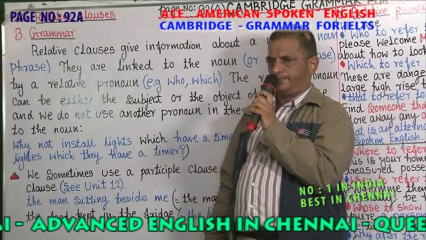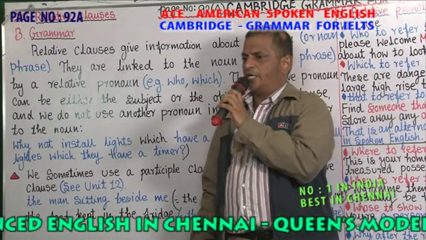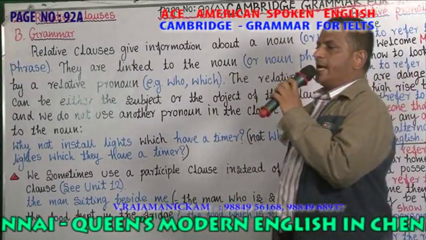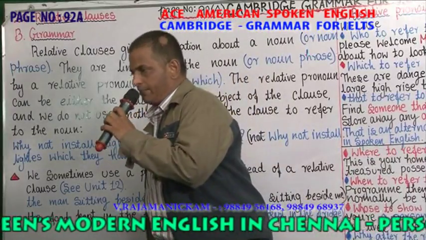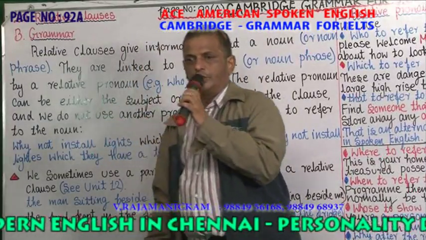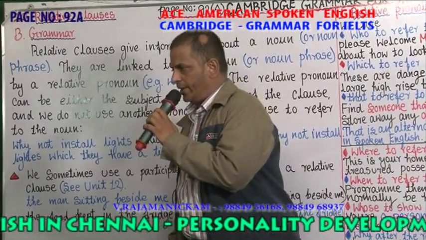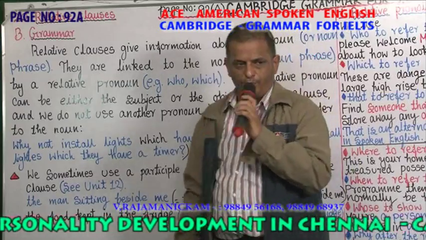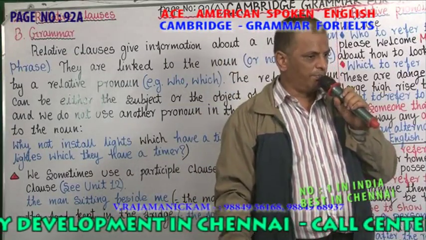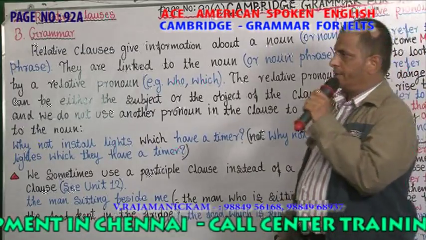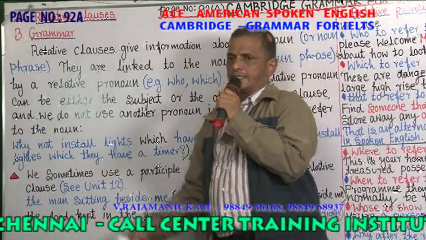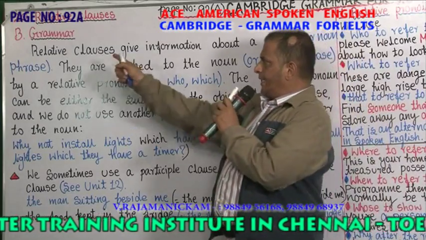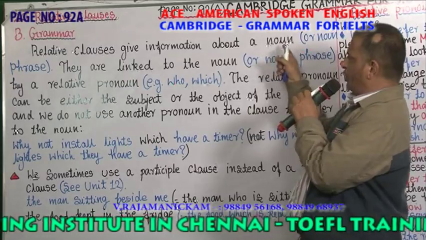Have you heard of a subordinate clause? Have you learned it in your 10th standard and 12th standard? A subordinate clause joins together to give you a complex sentence. Two main clauses join together to give a compound sentence. So, relative clauses give information about a noun.